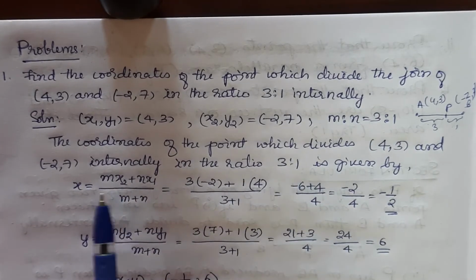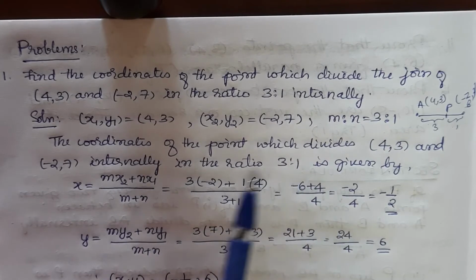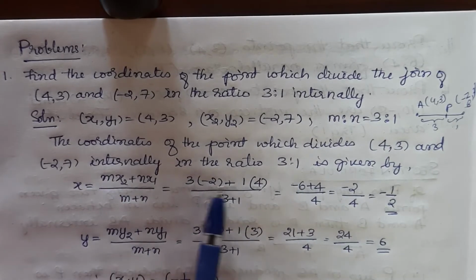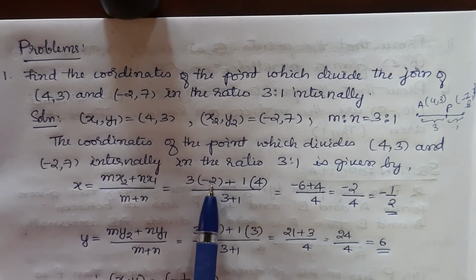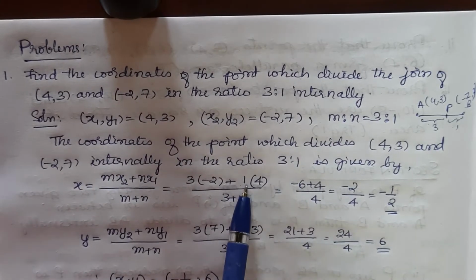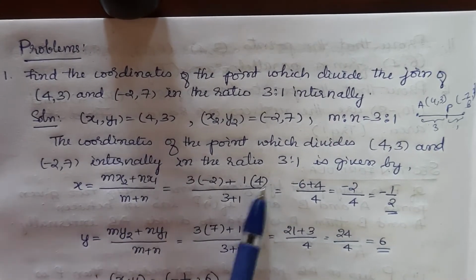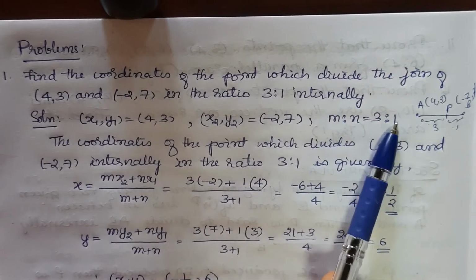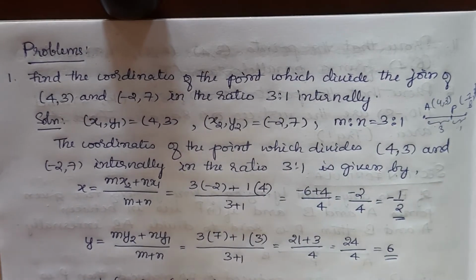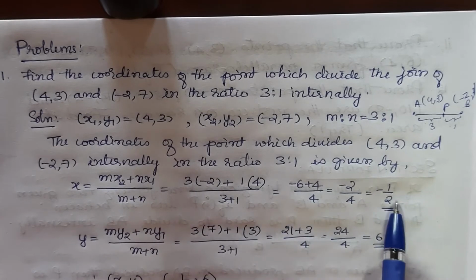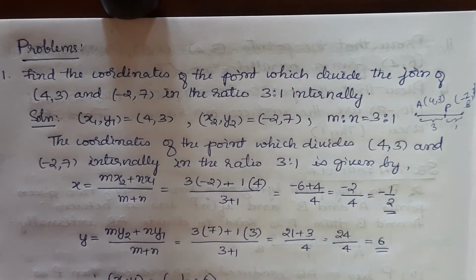m is to n. m is 3, n is 1. So, 3 into x2, x2 is -2, plus n is 1, x1 is 4, divided by m plus n. m plus n is 3 plus 1, that is equal to 4. Simplify everything, we will be getting it as minus half.